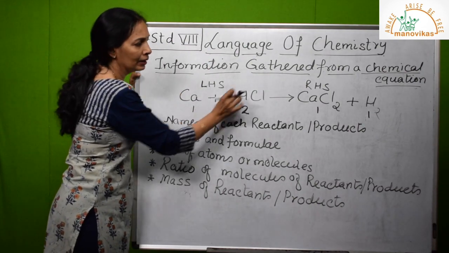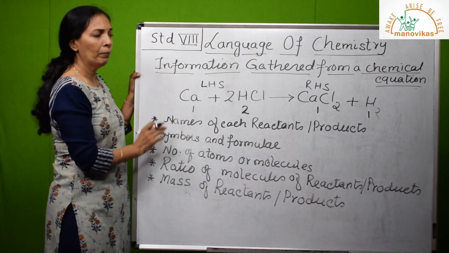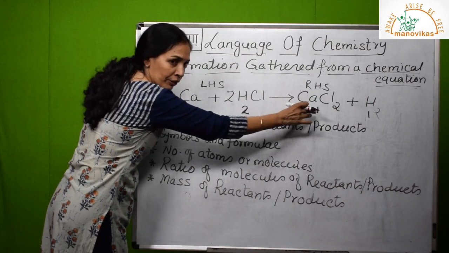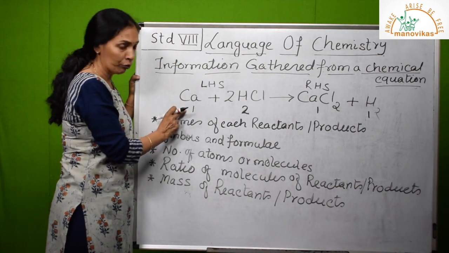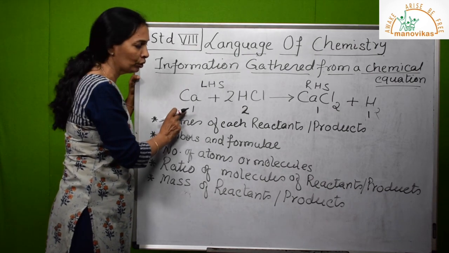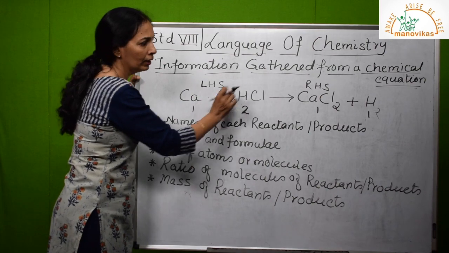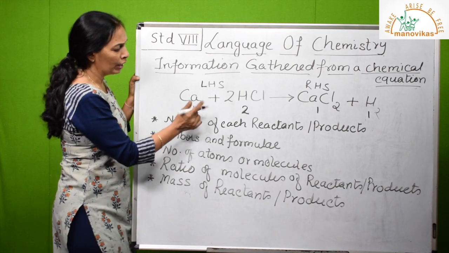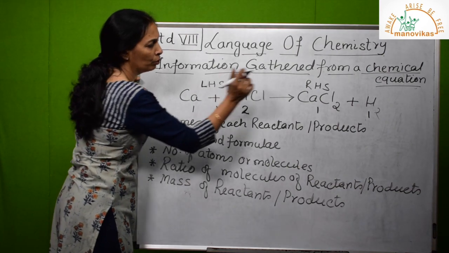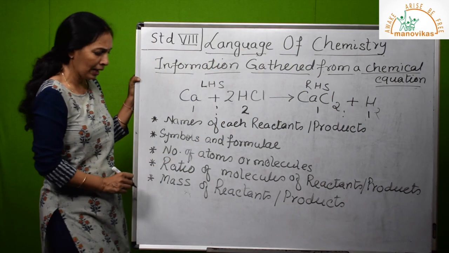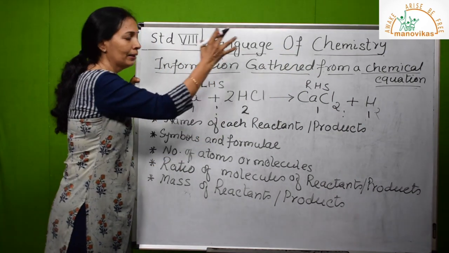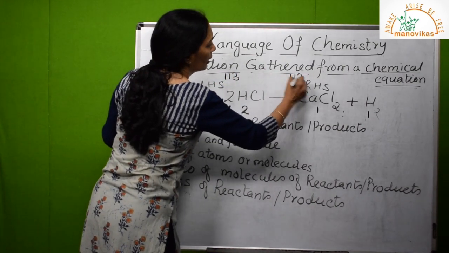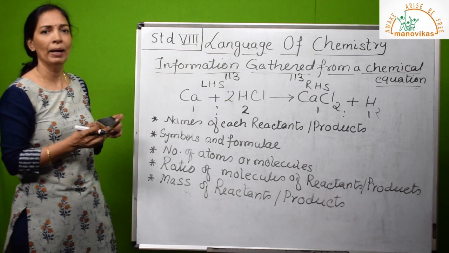This is Ca, HCl, CaCl2 and H2. The number of atoms or molecules of each reactant taking part and each product formed. One unit, you can say one molecule also, one atom or one molecule. Here two molecules, since 2 is written here, one molecule and one molecule. So the ratio of molecules is 1:2 taking part in the chemical reaction. Then mass of the reactant and mass of the product: the total mass is 113, that is equal to 113. This is all the information you get from a balanced chemical equation.